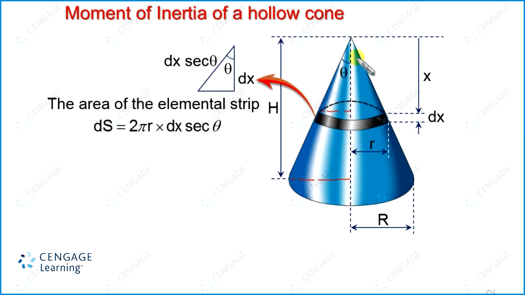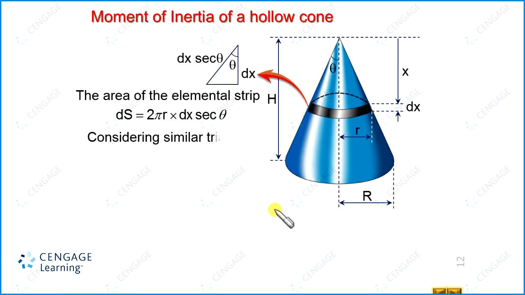We can observe here two similar triangles. We know this is capital R, and this height is capital H, and this is a small x, and this is small r. That means we can write here small r divided by small x equal to capital R divided by capital H. That means we got the radius of this elemental ring. Okay, we got the radius.